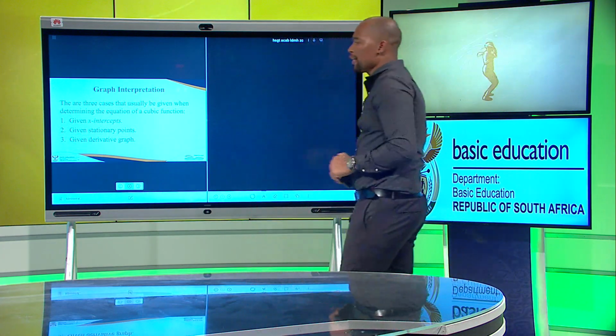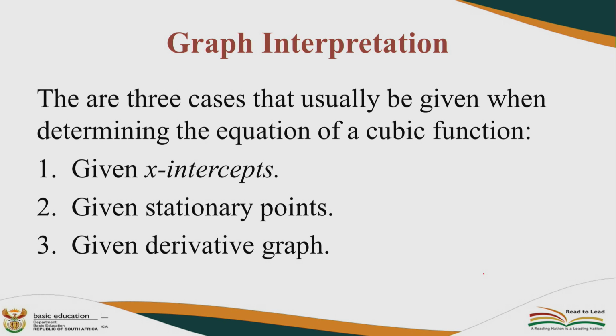All right, let's go quickly to the graph interpretations. There are 3 cases that are usually given when determining the equation of a cubic.